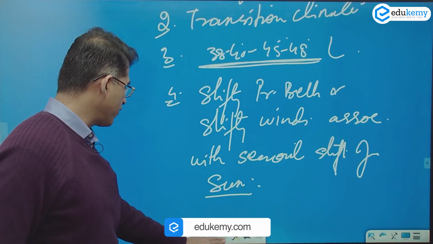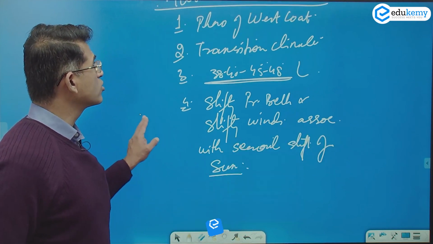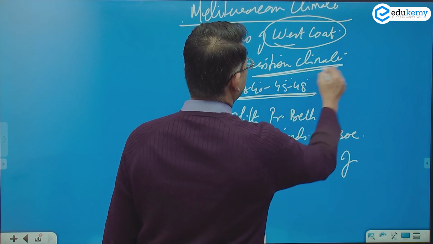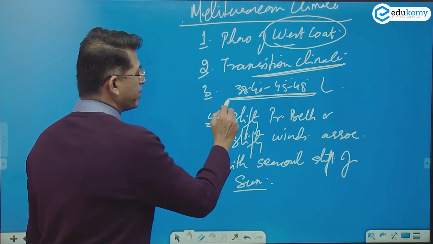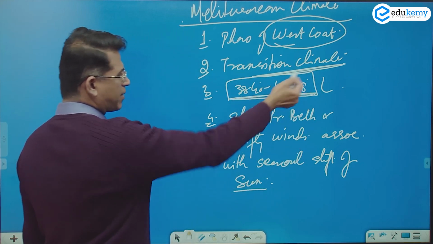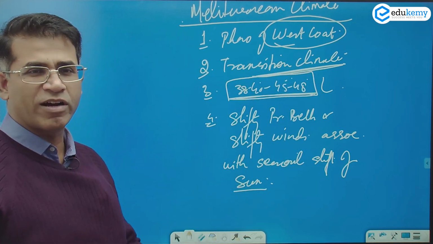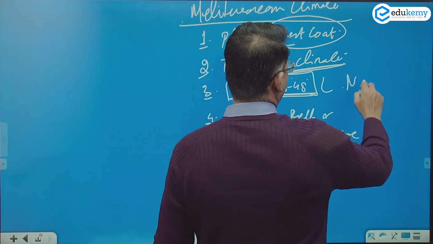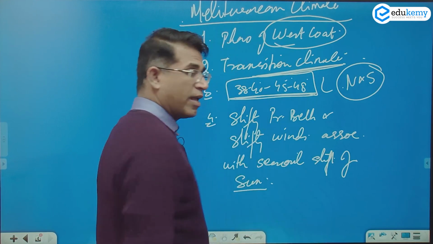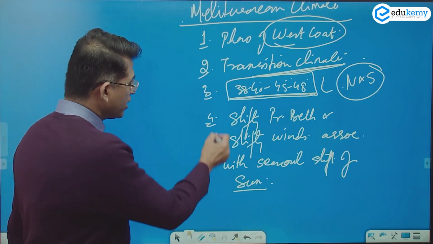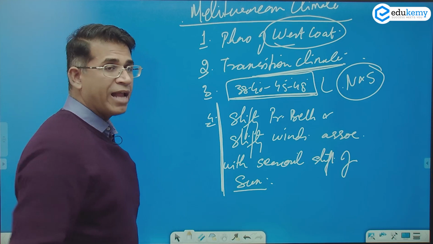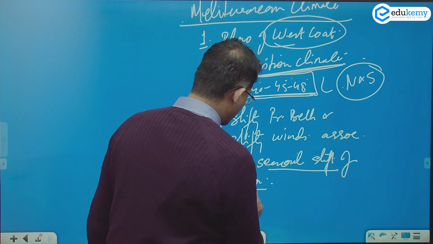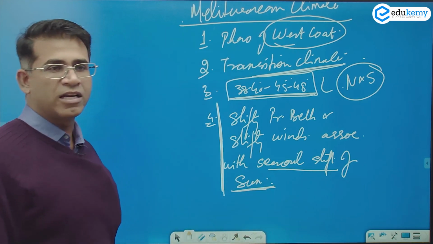Okay, it is a phenomena of the west coast only. It's a transition type of a climate. And this happens at what latitudes? ये range approximately 38, 40, 45, 48 degree latitudes. North में भी है and south में भी. North and south of the equator. It happens because of shifting pressure belts and shifting winds associated with the seasonal shift of the sun.